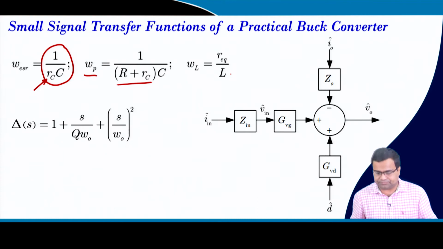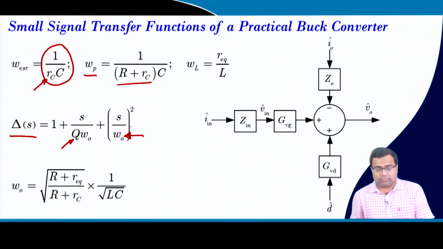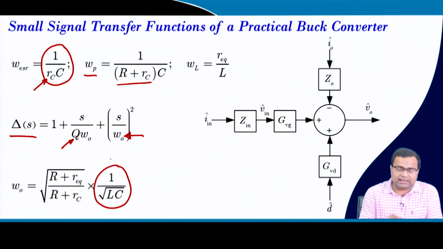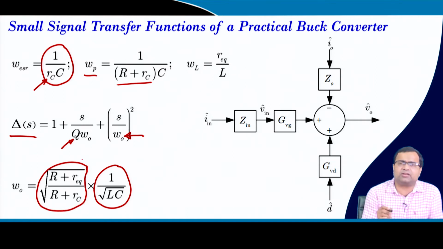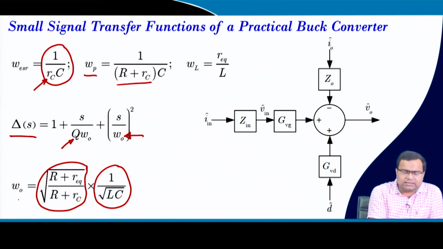These are all well known. The polynomial which is the pole is a second order polynomial which consists of the Q factor and the natural frequency omega 0. And what is omega 0? Omega 0 for an ideal buck converter is 1 by square root of LC. For a practical buck converter, it should be scaled by this term, and this term will be roughly equal to 1 if R equivalent and RC are close to each other. But more or less this omega 0 is mainly 1 by square root of LC.